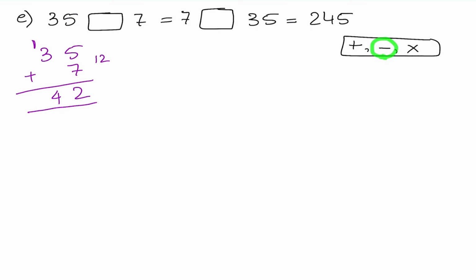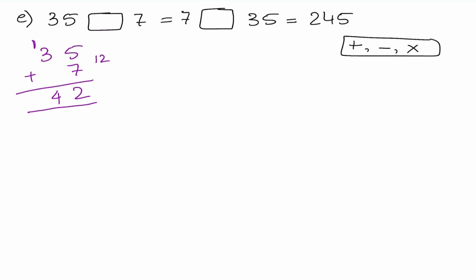I told you in the previous example that whenever you subtract two numbers, for example, you subtract 35 and 7, the result of subtracting these two numbers will be less than the larger number. This is the larger number. 35 is larger than 7. Hence, the result will be less than 35. So you do not really have to check the subtraction of 35 and 7 to see if you will get 245. You will not get 245 because the result of subtraction will be less than 35.